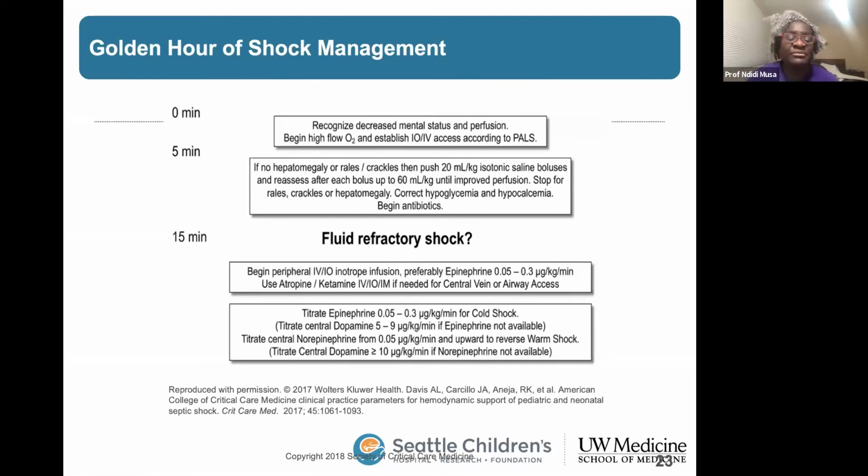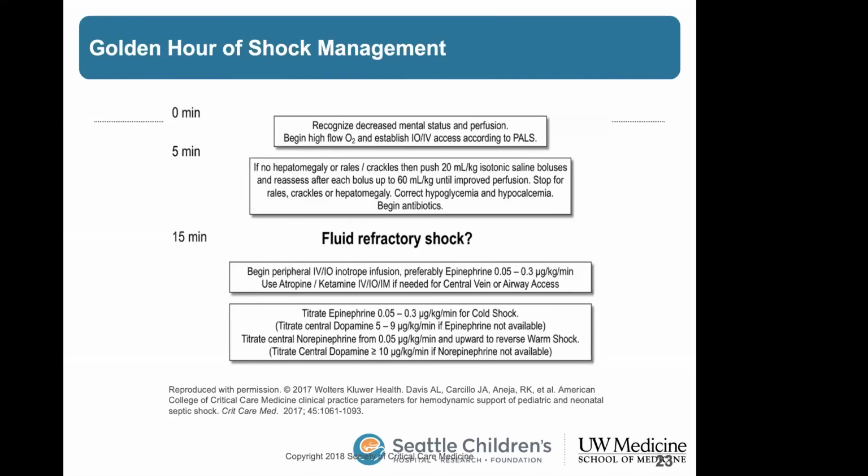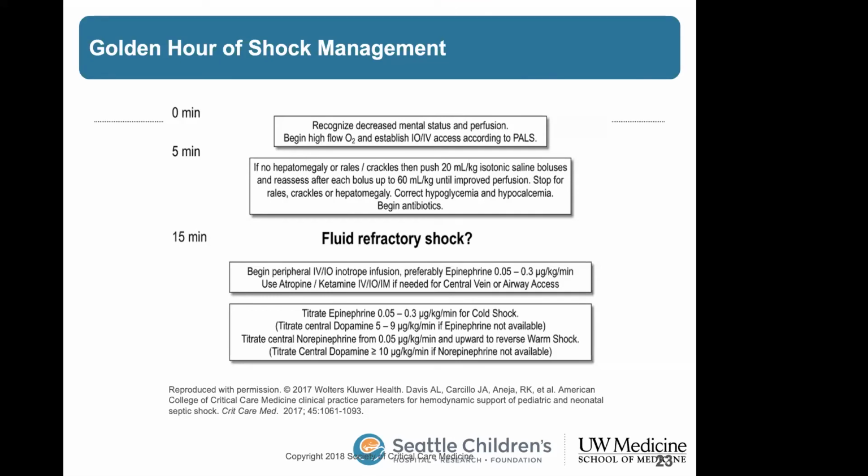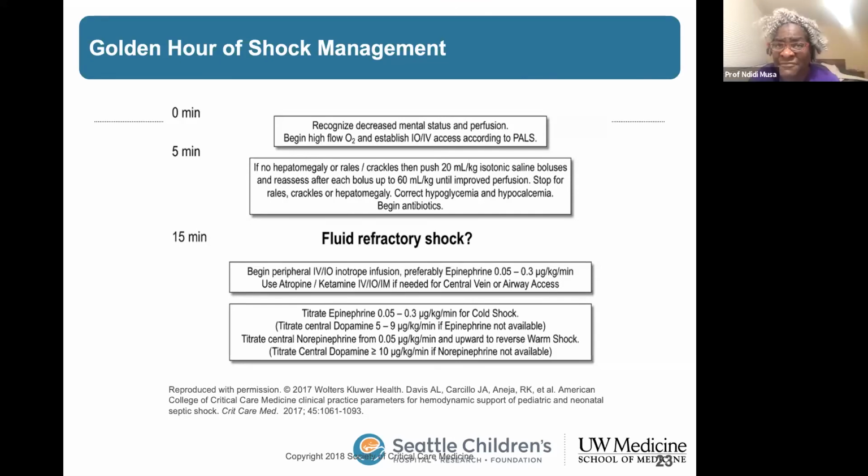All right, thank you. So within the next 5 minutes, you want to give them IV fluids at 20 mL per kilogram of isotonic fluid, so either normal saline or Ringer's lactate. And you want to reassess after each fluid bolus up to 60 mL per kilogram until your perfusion is improved. Now, I want to make a comment here about the FEAST trial.